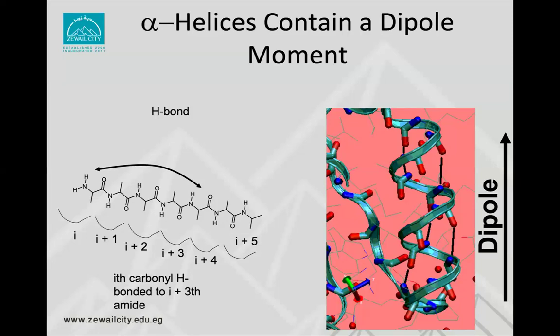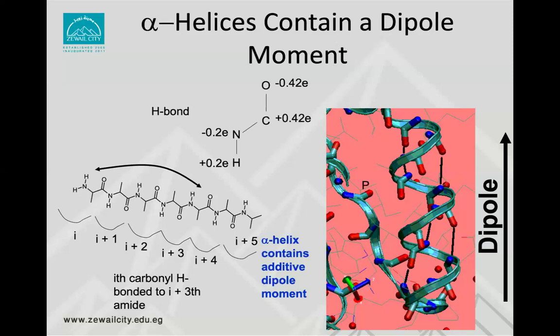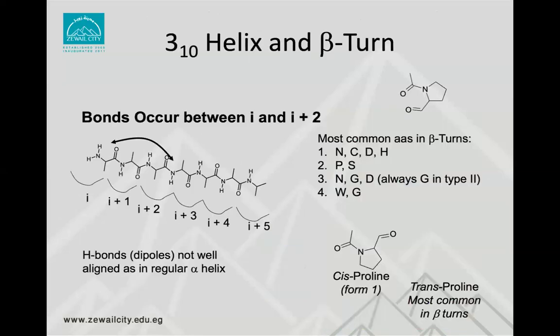And then when you have a whole series of these turns, there's a very small dipole moment associated with each turn. When they're all aligned like this, then you get a significant dipole moment associated with the alpha helix. The 3-10 helix is a tighter helix. You have hydrogen bonds going between an amino acid and the amino acid removed by two residues.